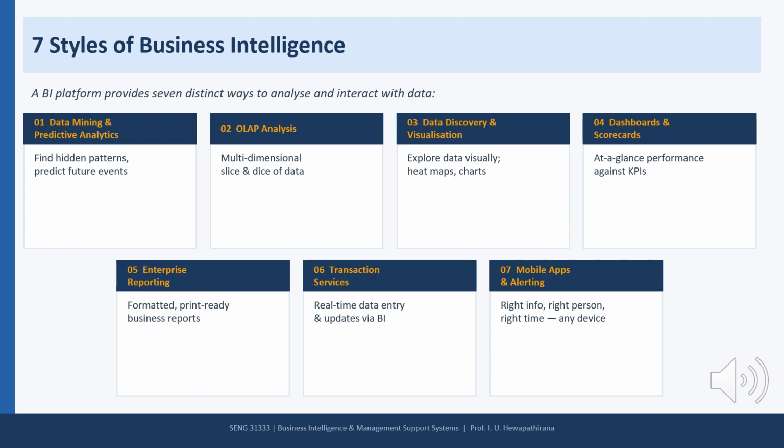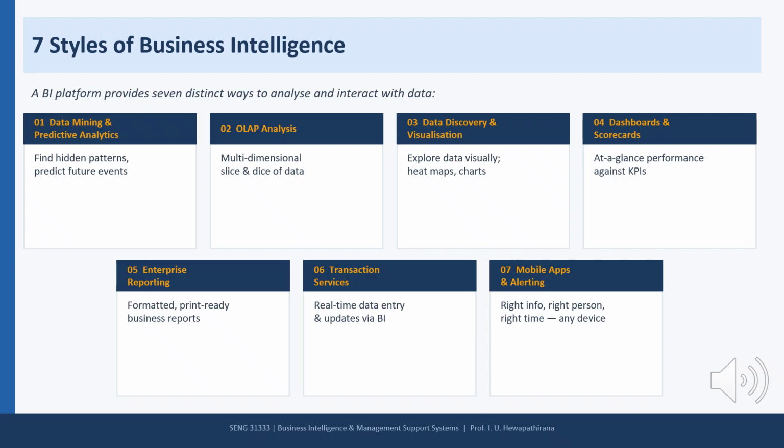This is the interactive, exploratory side of BI. Heat maps, scatter plots, geographic maps, charts. It helps users find patterns and trends visually, often revealing things that numbers alone would not surface. Fourth are dashboards and scorecards, the at-a-glance performance monitoring tools we have already discussed. Fifth is enterprise reporting, the production of formal, highly formatted, print-ready documents such as financial statements, compliance reports, and investor communications. Sixth is transaction services.